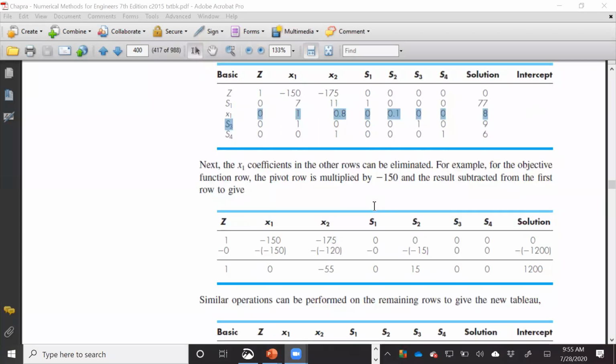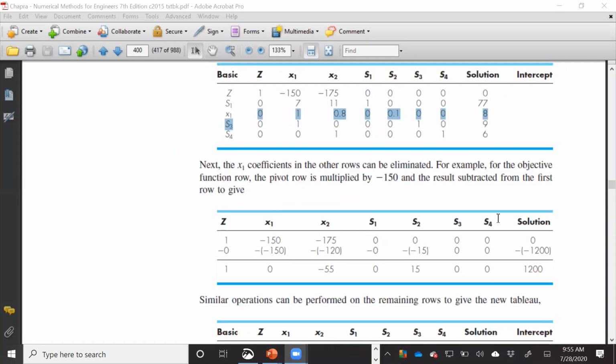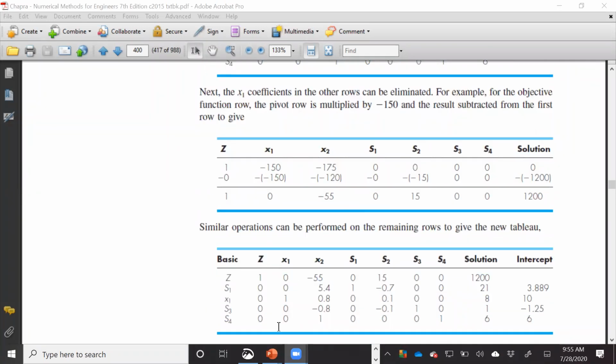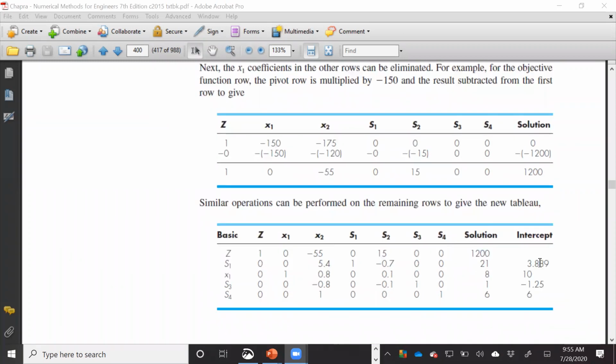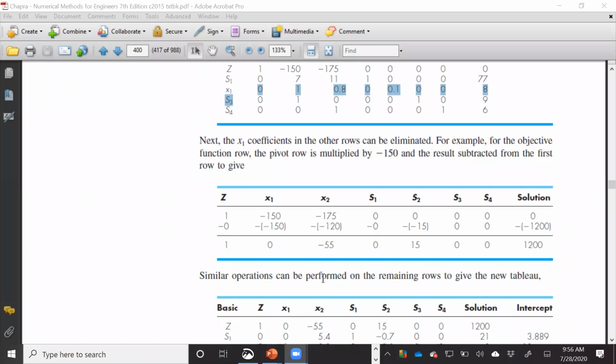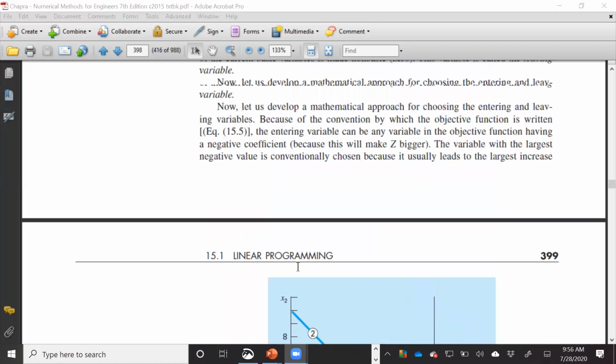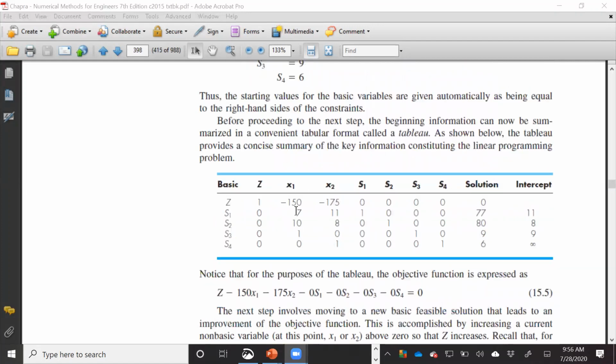And then you need to find the new value of intercept. After you get all the columns of x1 as 0, 0, 1, 0, 0, you need to find the new value of intercept. So how to get the new value of intercept? Find the smallest one. Because in this case, the smallest is 7. That's why this one is divided by 7.